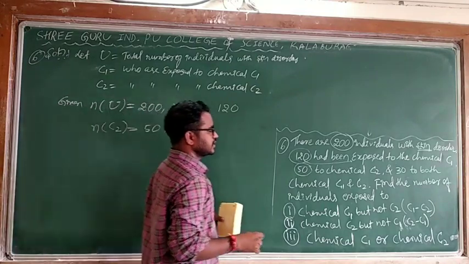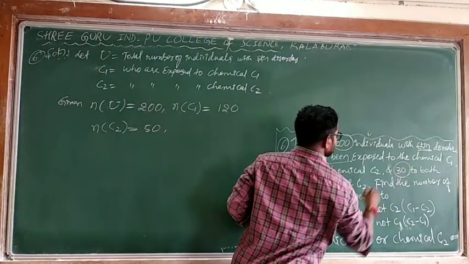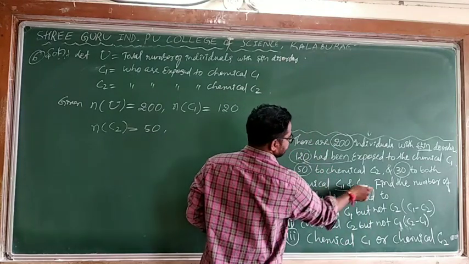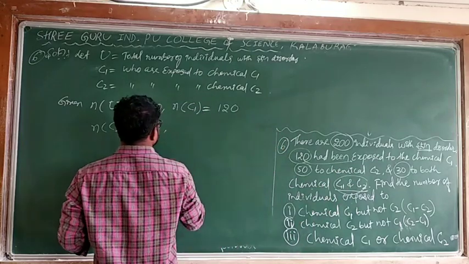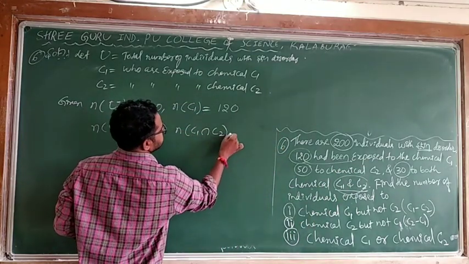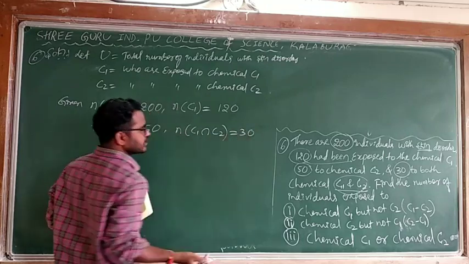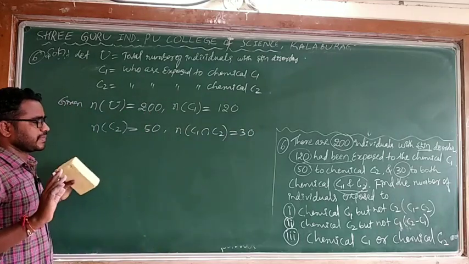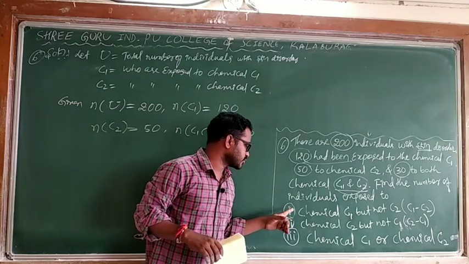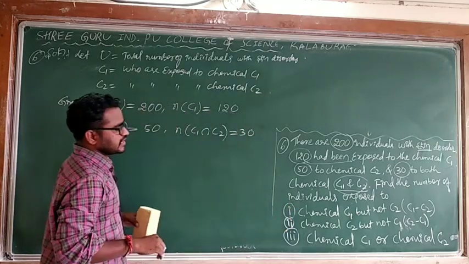And 30 to both chemical C1 and C2. When we say both, we mean the intersection, so N of C1 intersection C2 is also given as 30. Everything is given here. Using this, find the number of individuals exposed to, first one, chemical C1 but not C2.